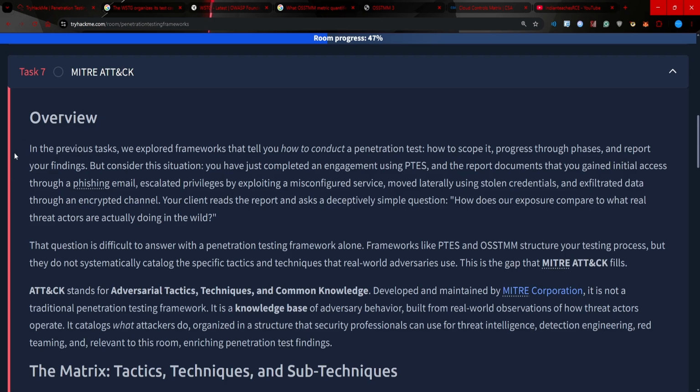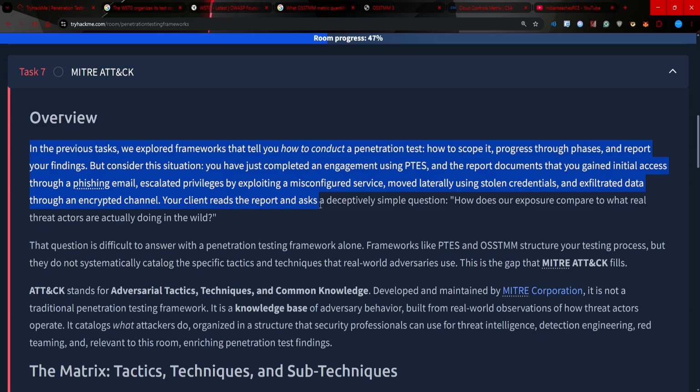So we were at MITRE. In previous tasks, we explored frameworks that tell you how to conduct a penetration test, how to scope it, progress through the phases, and report your findings. But consider the situation: you have just completed an engagement using PTES and your report documents that you gained initial access through a phishing email, escalated privileges by exploiting a misconfigured service, moved laterally using stolen credentials, and exfiltrated data through an encrypted channel.